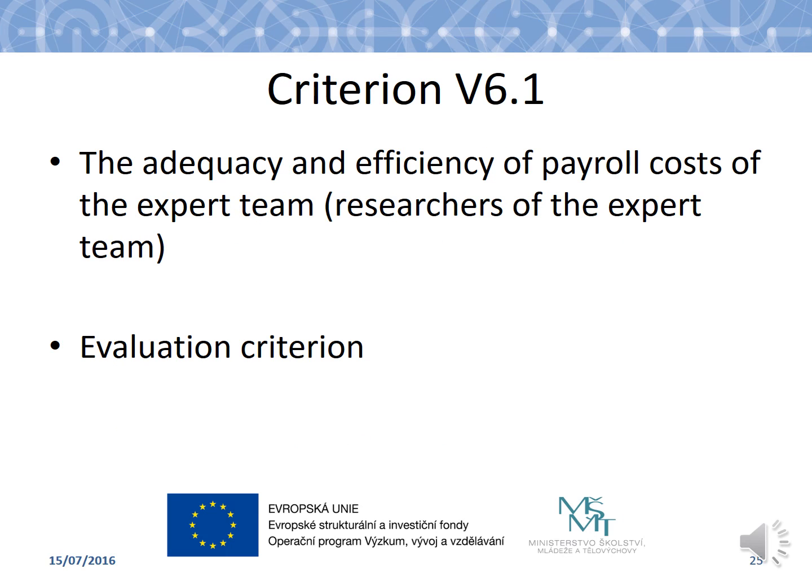Criterion B 6.1. The adequacy and efficiency of payroll costs of the expert team. Researchers of the expert team. Payroll costs must comply with the 3E rules. The costs must correspond to the involvement of the expert in the team. The amount should be equivalent to his or her role in the position in the team. Criterion V 6.1 is evaluation criterion.